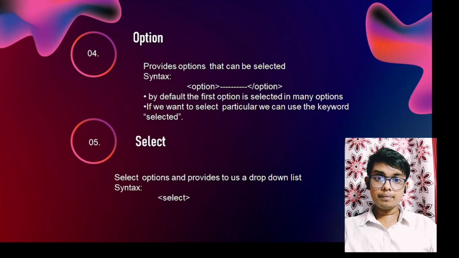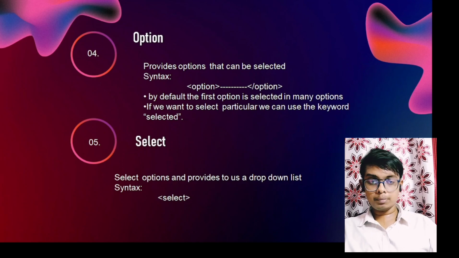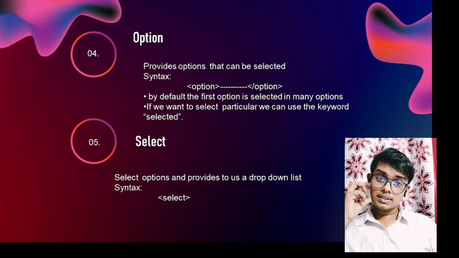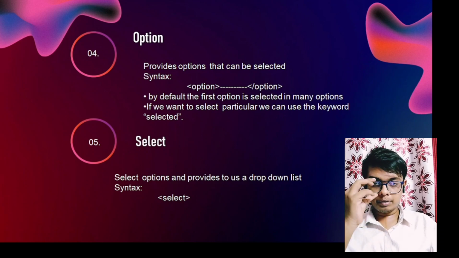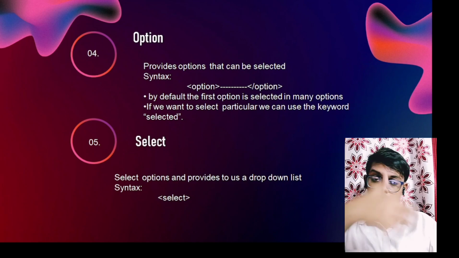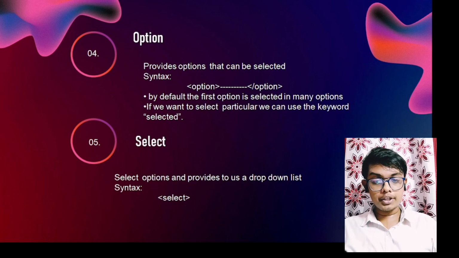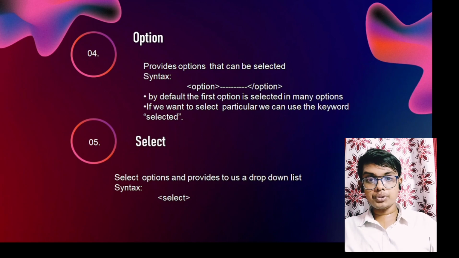Let's see the next one: option. It provides options for us to select from. Suppose you have different pants and you want to select one of them, as per your choice. With the help of options, we can give the options and you can choose the option you require.